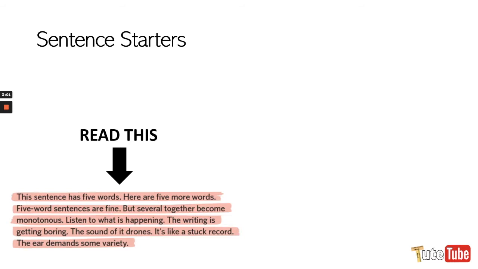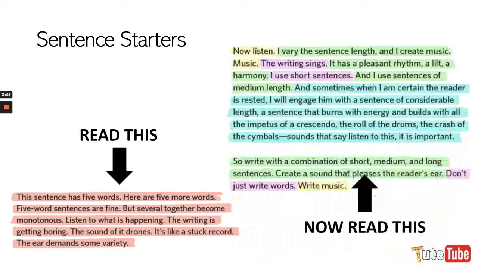So let's start with this. I'm going to read this extract to you. This sentence has 5 words. Here are 5 more words. 5-word sentences are fine, but several together become monotonous. Listen to what is happening. The writing is getting boring. The sound of it drones. It's stuck. It's like a stuck record. The ear demands some variety.